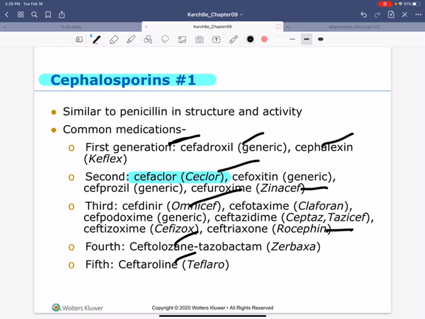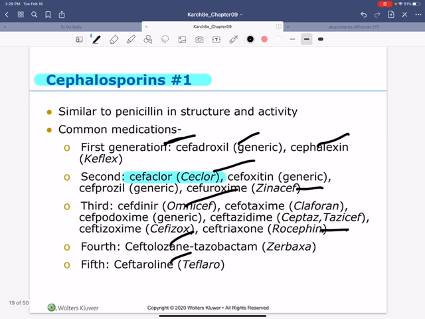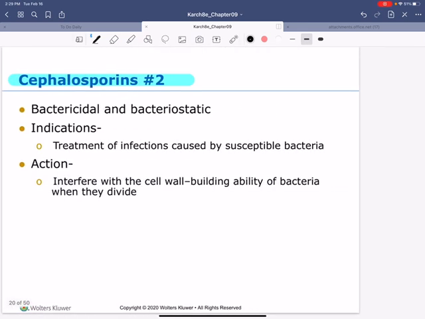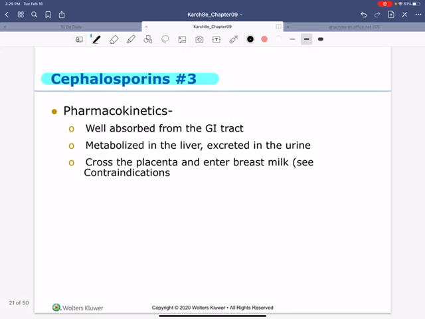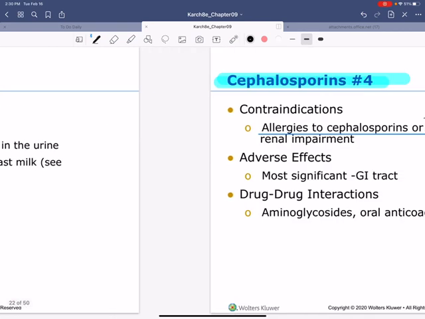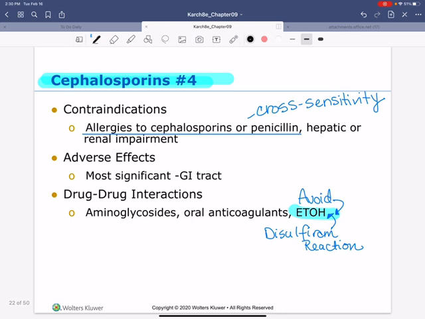Cefadroxil and cephalexin are commonly given as an outpatient. They're really good for staph infections, good for gram-positive bacteria. So it's a broad spectrum antibiotic. It's well absorbed from the GI tract, which is why it's given orally. And there are some contraindications for placenta and breast milk. With pregnancy, we always have to look up any medication to make sure it is okay.